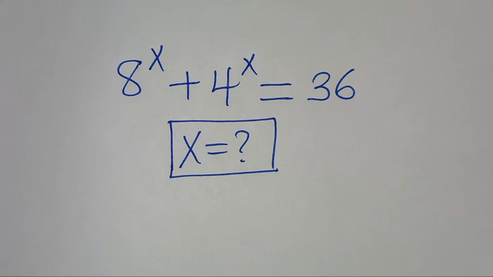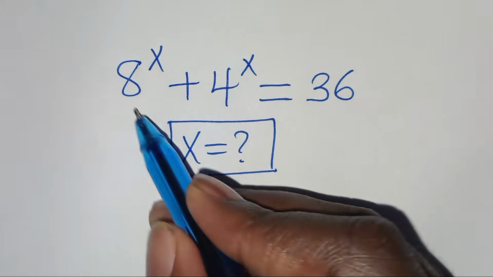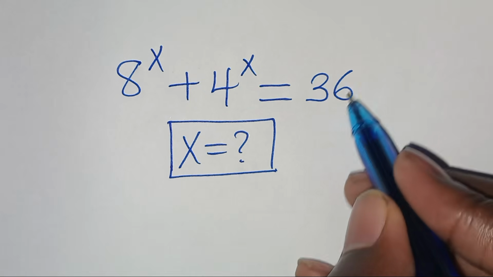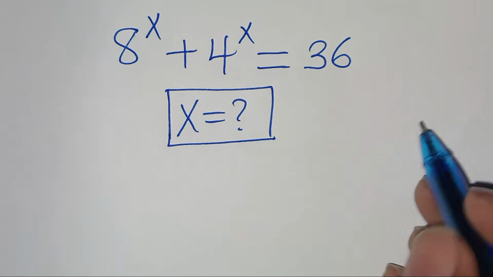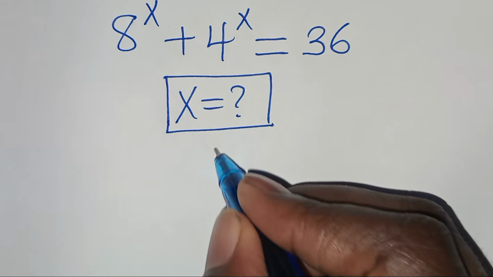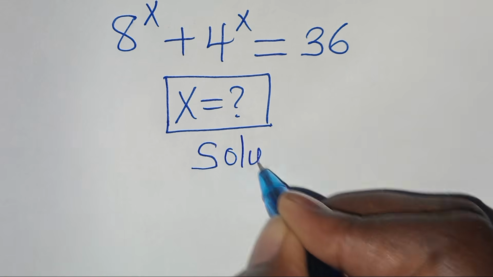You're welcome to solve this nice math problem, which is 8 to the power of x plus 4 to the power of x. This is equal to 36. So what is the value of x? Now let's provide a solution from here.